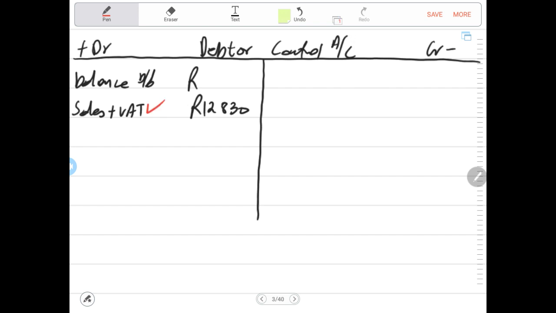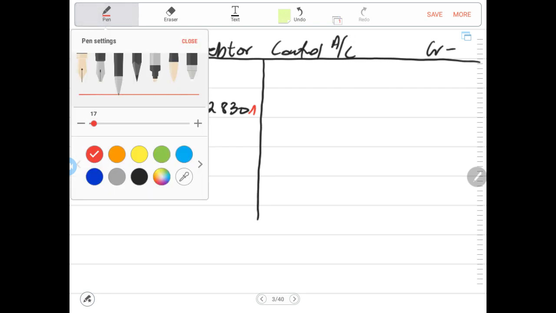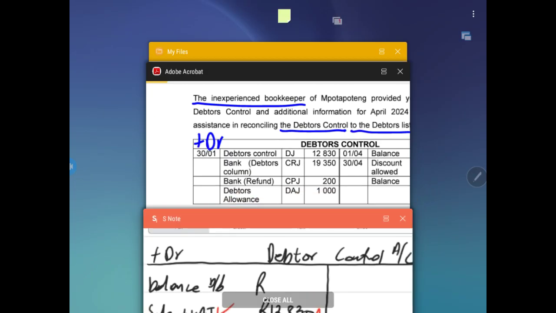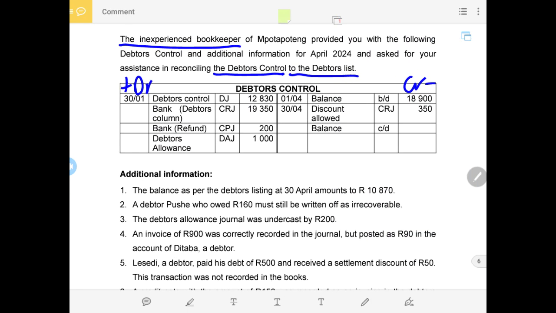There is a mark for the correct description. I think for this one it's likely to be half a mark. Then we continue on that same note, analyzing each of the transactions already recorded in this ledger account.